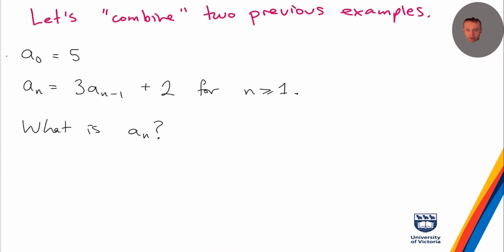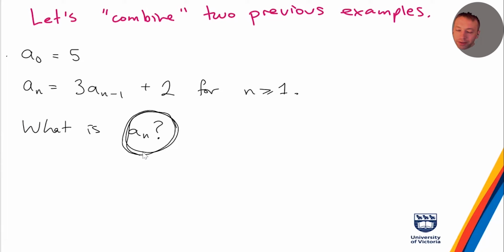So remember, we had these two examples before where we had an is an minus 1 plus 2, or an is 3 times an minus 1. So let's try to combine these two examples together. So a0 is going to be 5, an is going to be 3 times an minus 1 plus 2. And I want to get a formula for an. Okay, so I want to solve this recurrence relation.